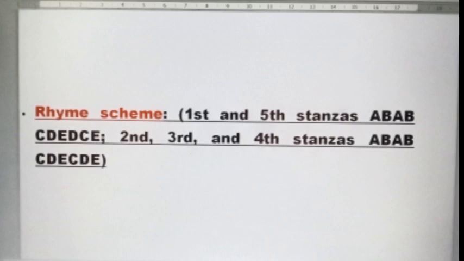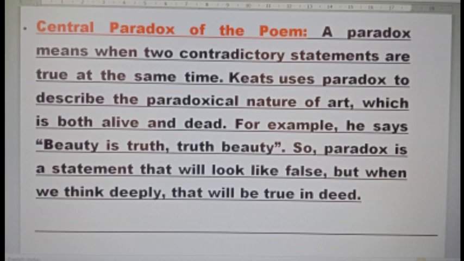The rhyme scheme. First and fifth stanzas are rhymed A, B, A, B, C, D, E, D, C, E. Second and third and fourth stanzas are rhymed A, B, A, B, C, D, E, C, D, E.